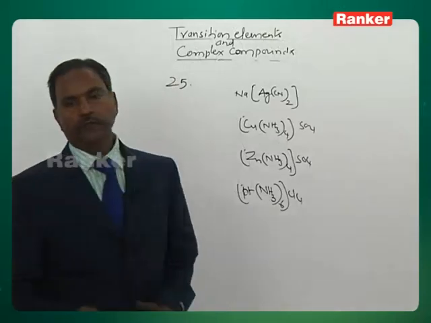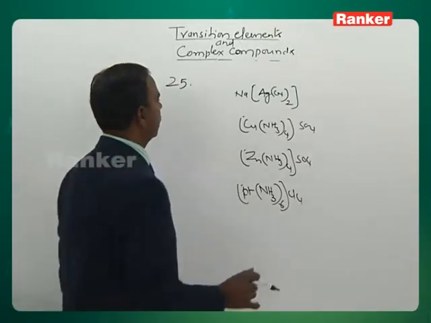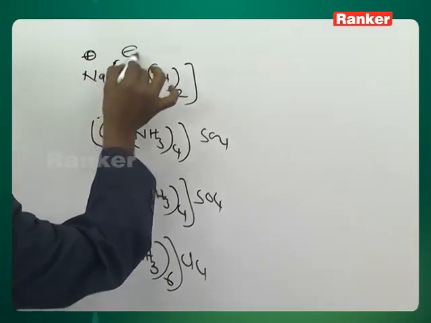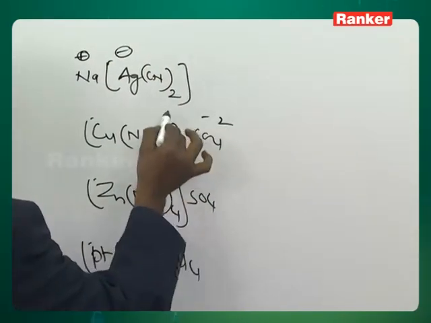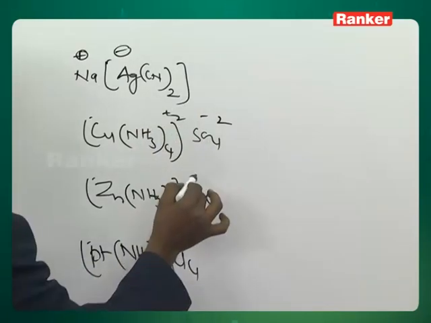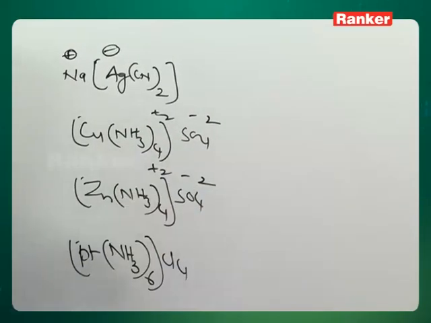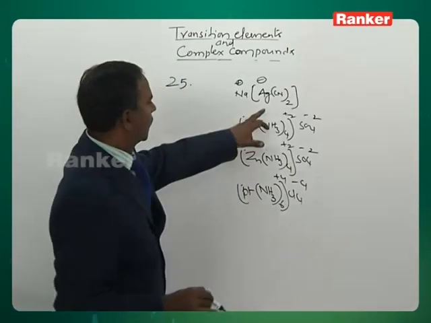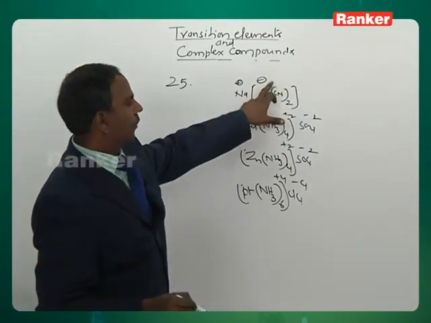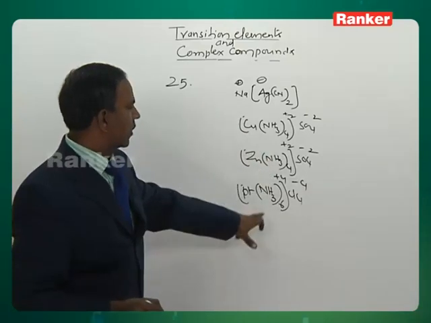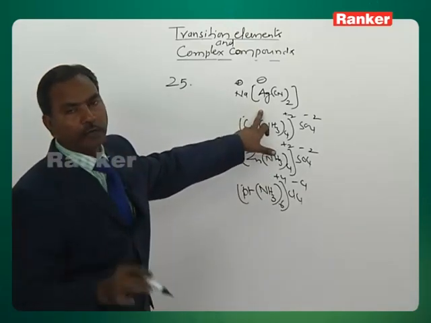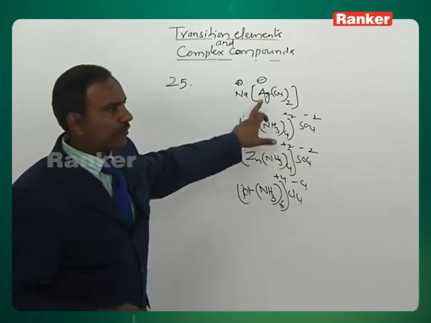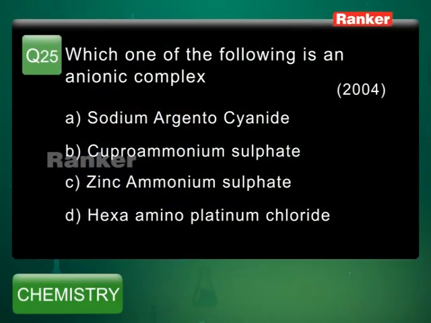What is the question here? Which of the following is an anionic complex? See, this is plus, this is plus, this is minus. This is minus 2, this is plus 2. Again, this is minus 2, this is plus 2. This is minus 4, this is plus 4. The complex part is anionic, negative. This is cation, this is cation, this is cation. But here it is anion. This is the anionic complex. Therefore, answer A.